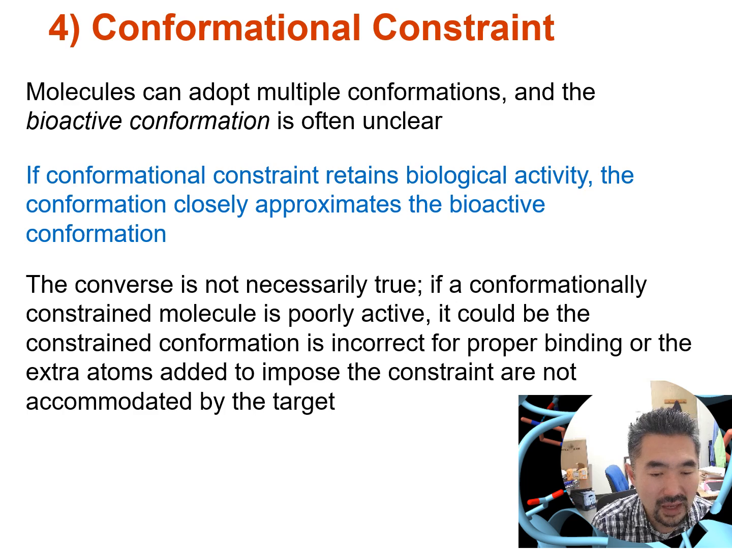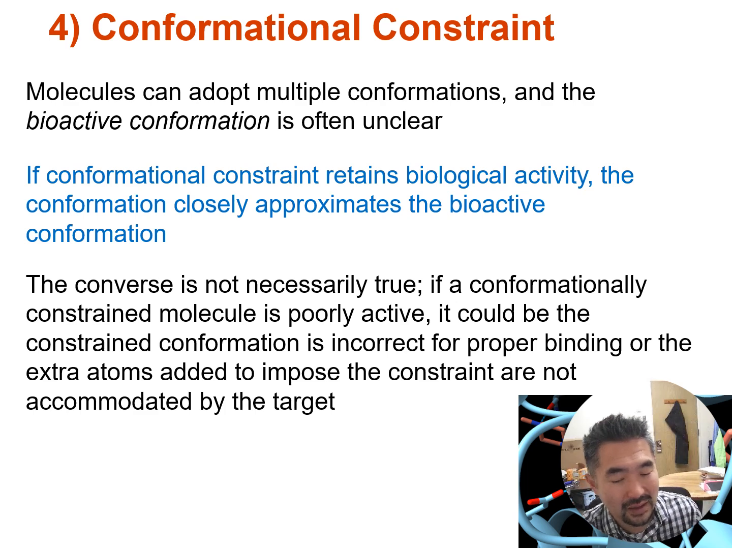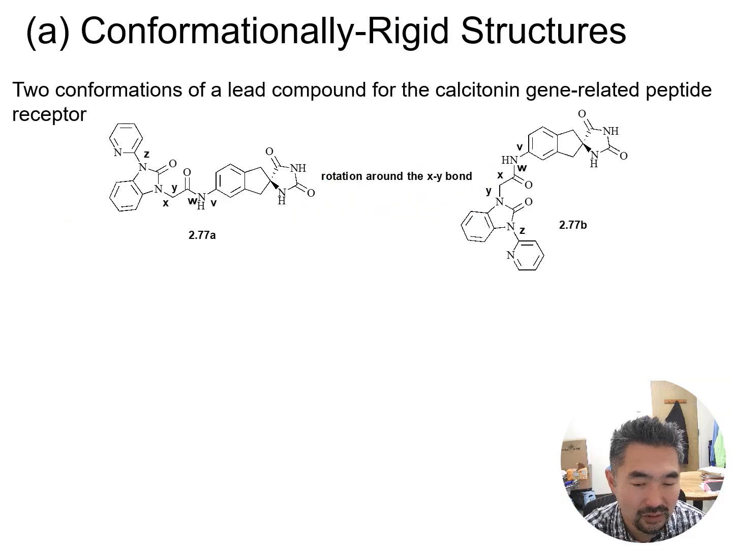Now, if a conformationally constrained molecule loses activity, let's say, that doesn't necessarily mean that conformation is wrong or improper for binding to the receptor. It could just mean that the extra atoms you added to make it more rigid are just not compatible or something. So you can't always jump to conclusions when you do conformationally rigid analogs.